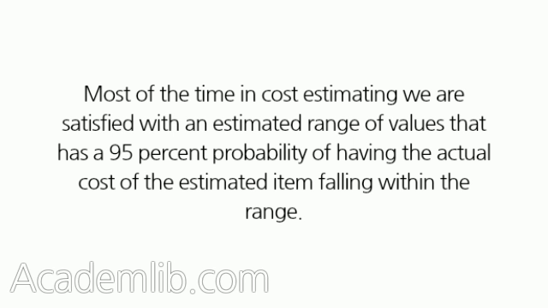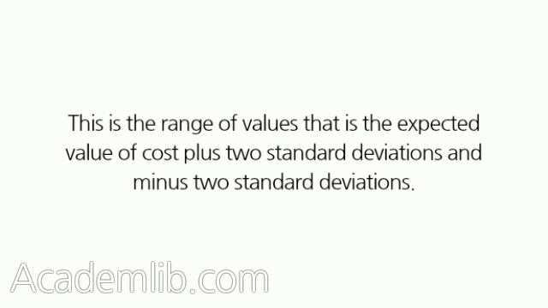Most of the time in cost estimating we are satisfied with an estimated range of values that has a 95% probability of having the actual cost of the estimated item falling within the range. This is the range of values that is the expected value of cost plus 2 standard deviations and minus 2 standard deviations. Tell me more.